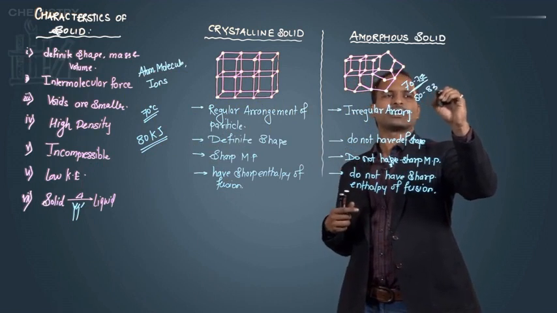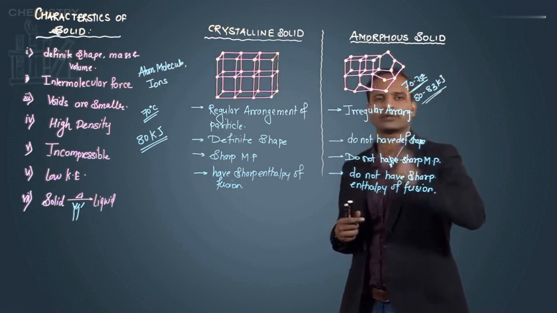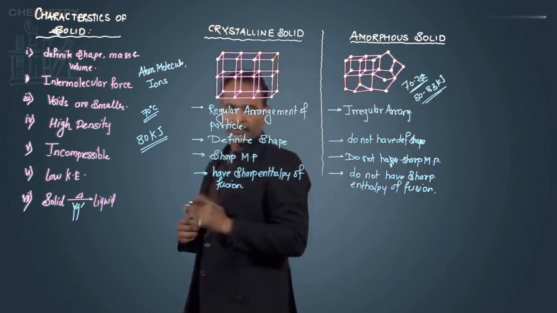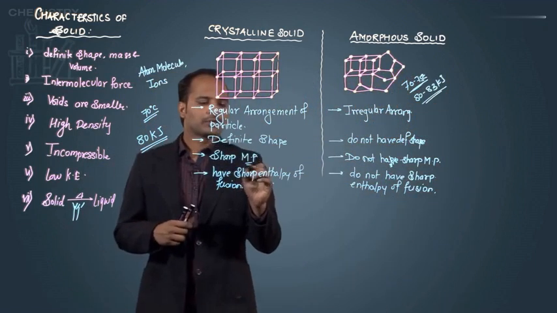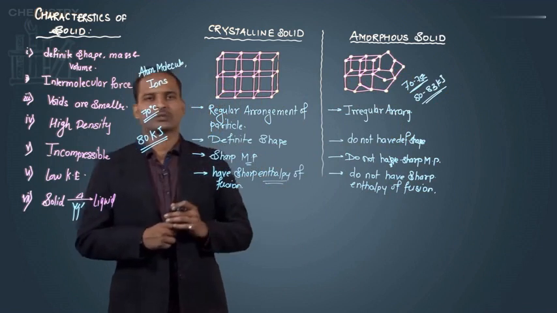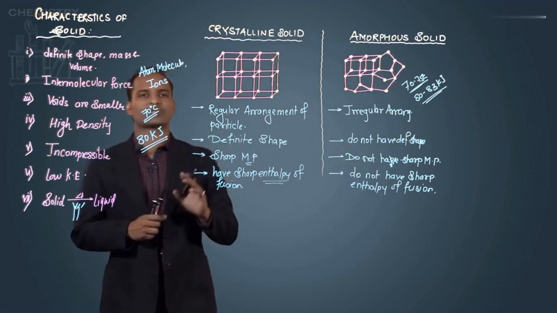It will require 80 to 83 kilojoules of energy for the fusion process. That is for melting. Here I can say that melting point and the enthalpy of fusion both talk about the same process, that is, the conversion of a solid into a liquid state.